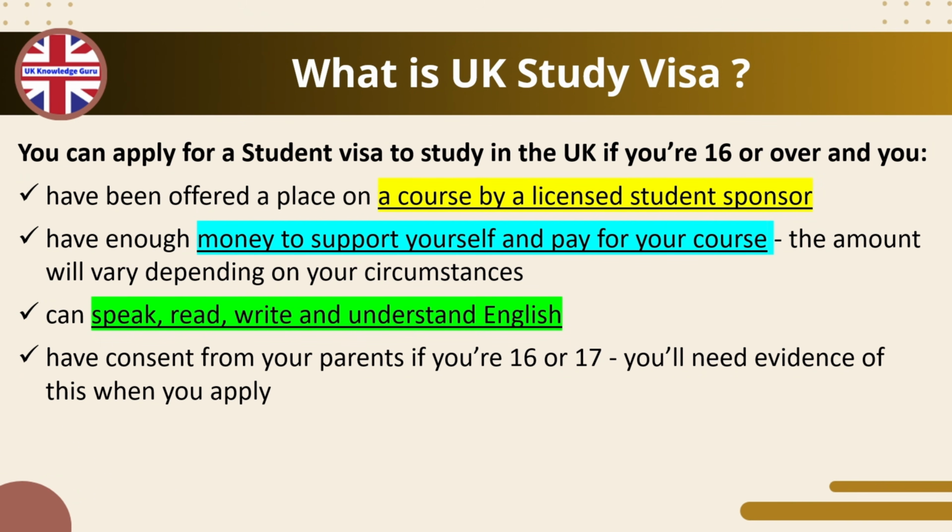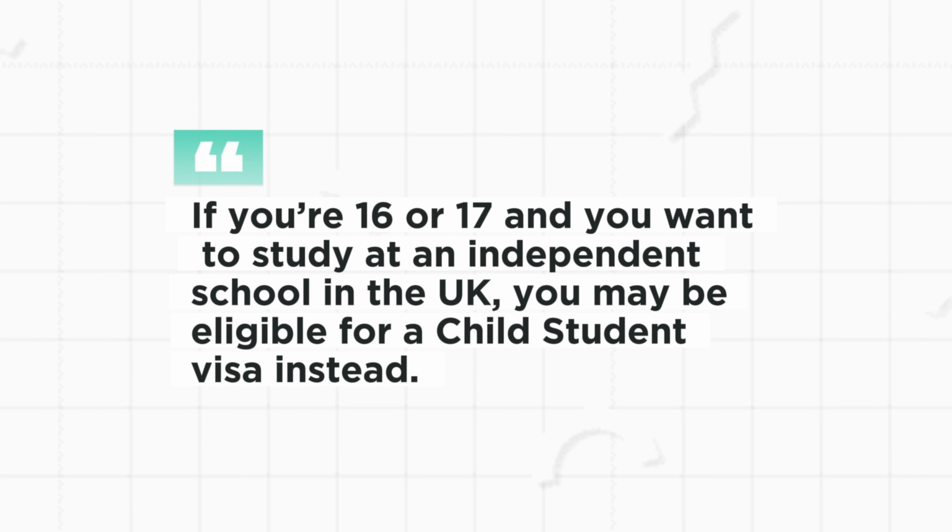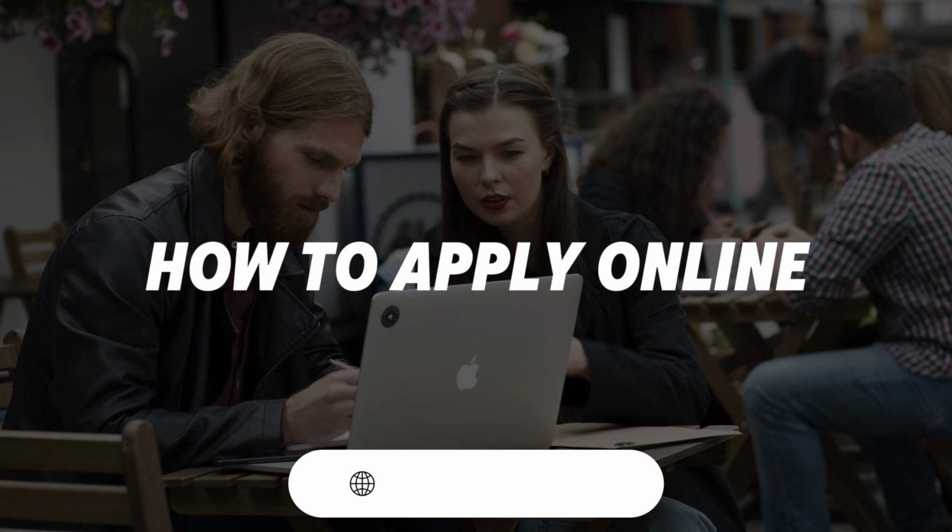You have consent from your parents if you are under 18. If you are 16 or 17 and you want to study at an independent school in the UK, you may be eligible for a child student visa. Now let's discuss how to apply online.